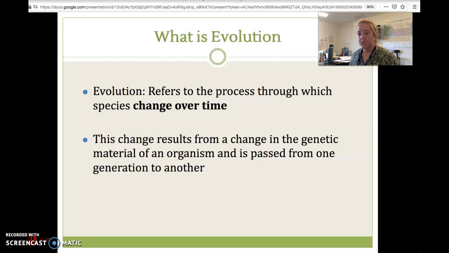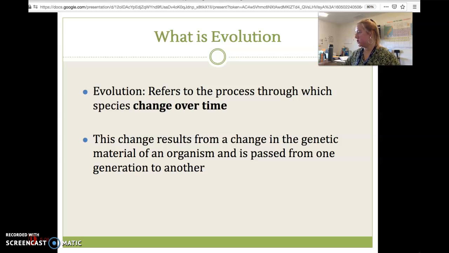Oftentimes, the key to evolution is mutation. So we've got to have different sets of genes for animals and species to be able to evolve. But this is over time, and again, that time is a very long period of time. Evolution takes a long time to be able to change from one species to another species.